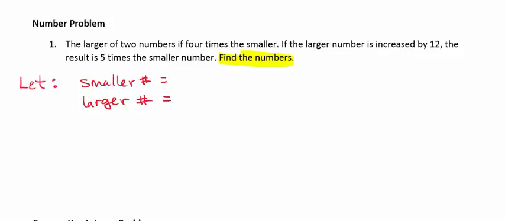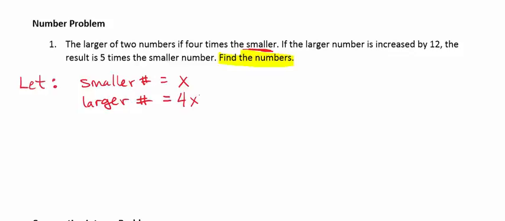Okay, the smaller number. Well, it says the larger of the two numbers is 4 times the smaller. If only we knew the smaller, we could find the larger. So that's what it's based on. It's based on the smaller. And it says that the larger is 4 times the smaller.